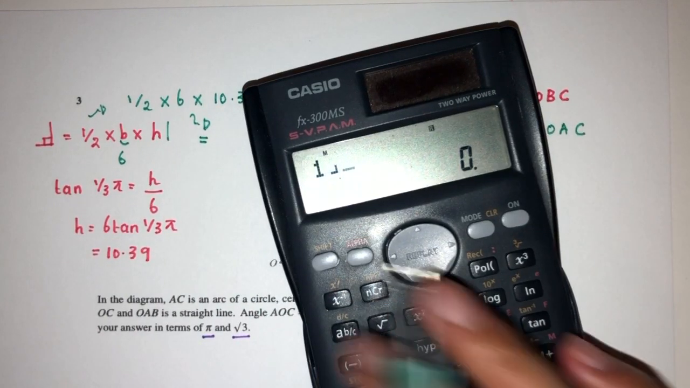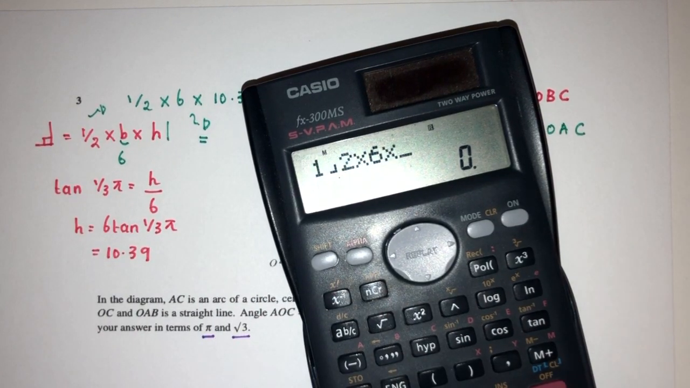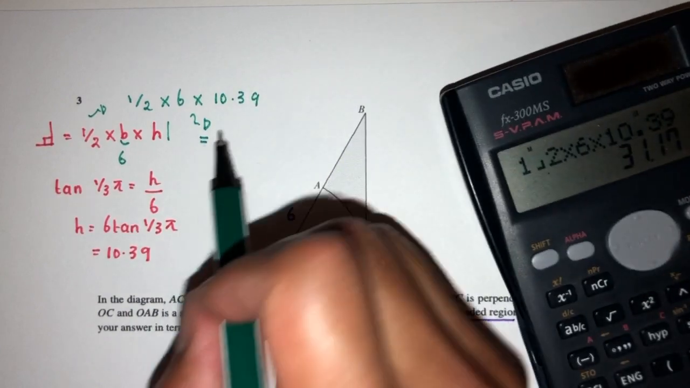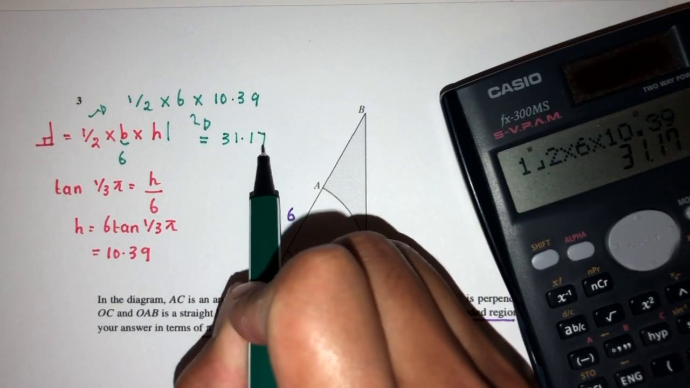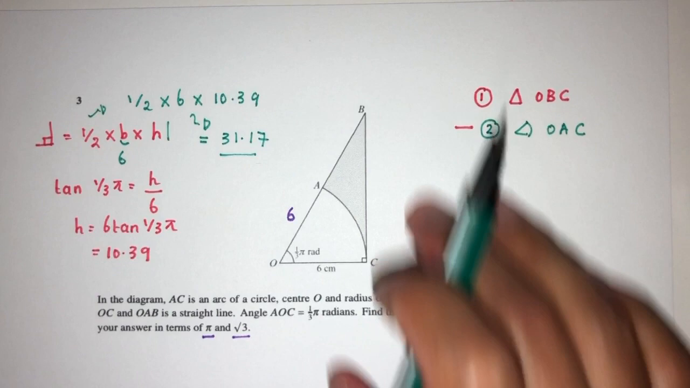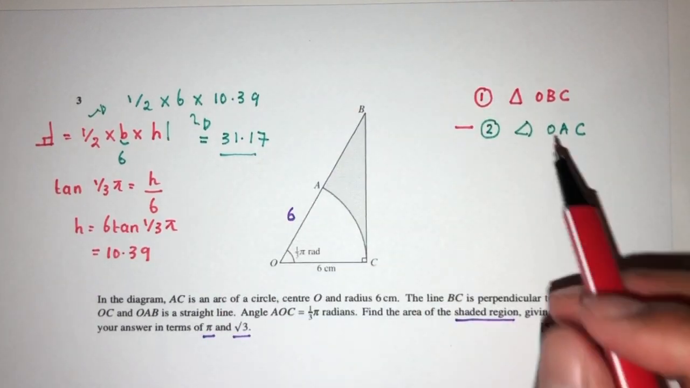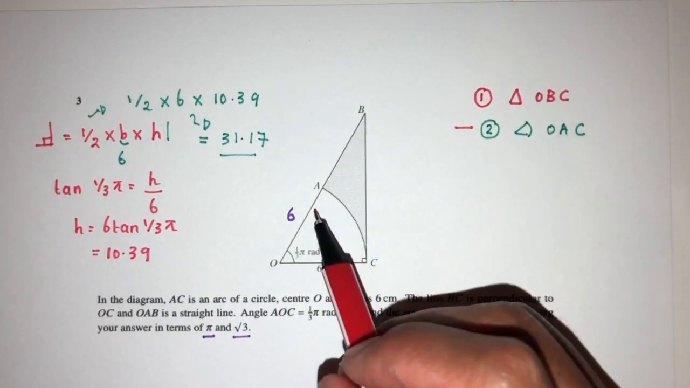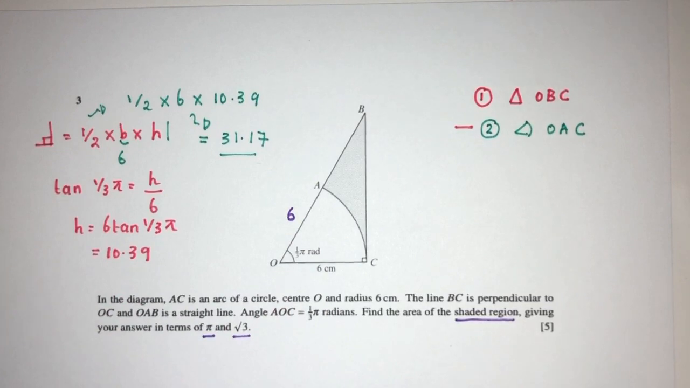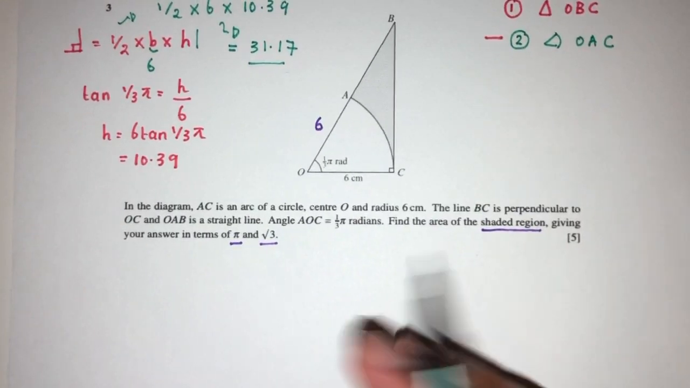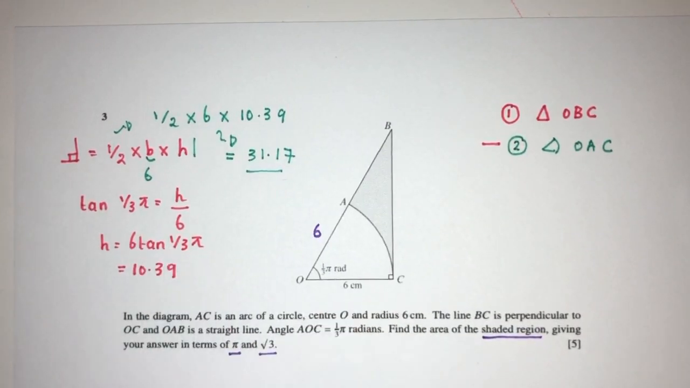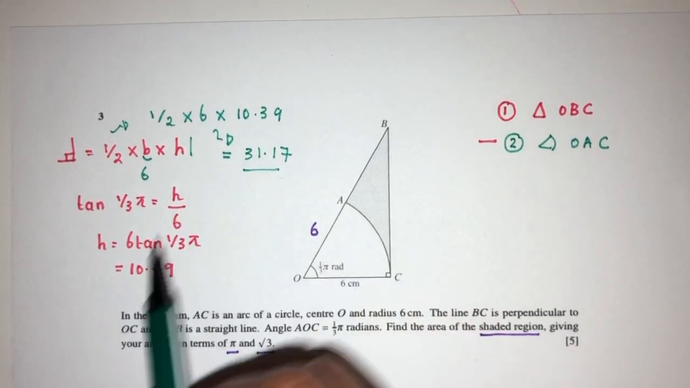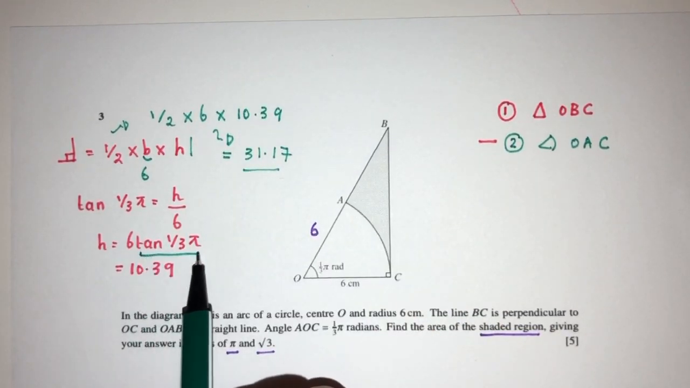So half times 6 times 10.39, that should be 31.17 for the area of the whole triangle. Now, we have to minus the area of this one. I guess the trick here is we have to provide the exact value again, so I cannot provide this decimal place. So let me write this down again. How can I find this?